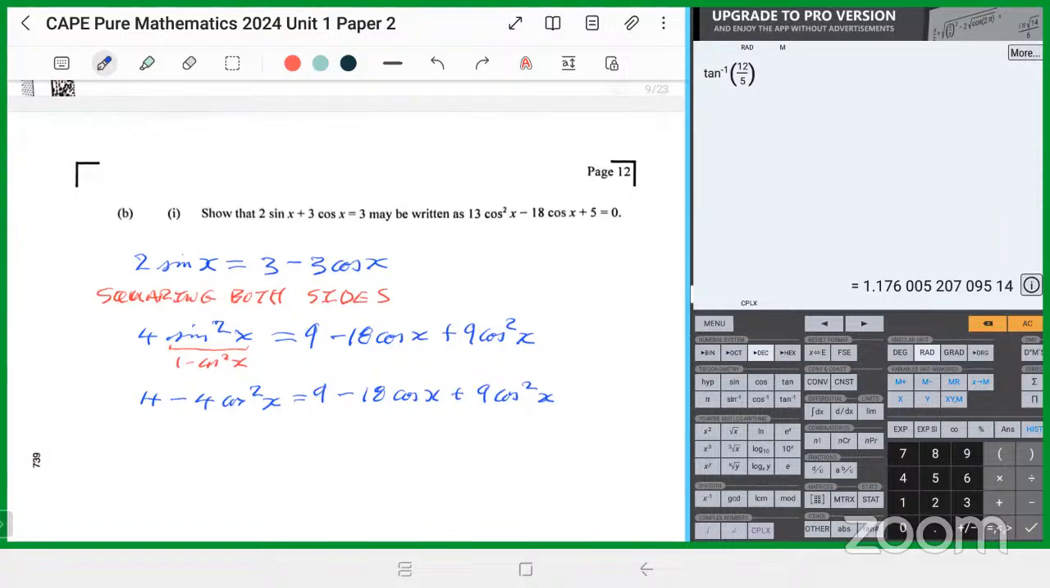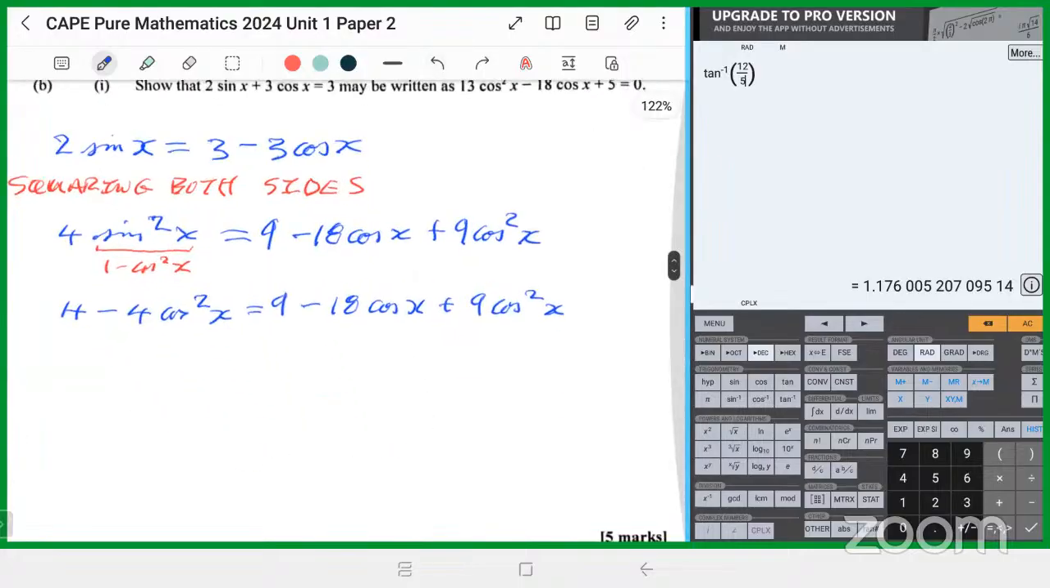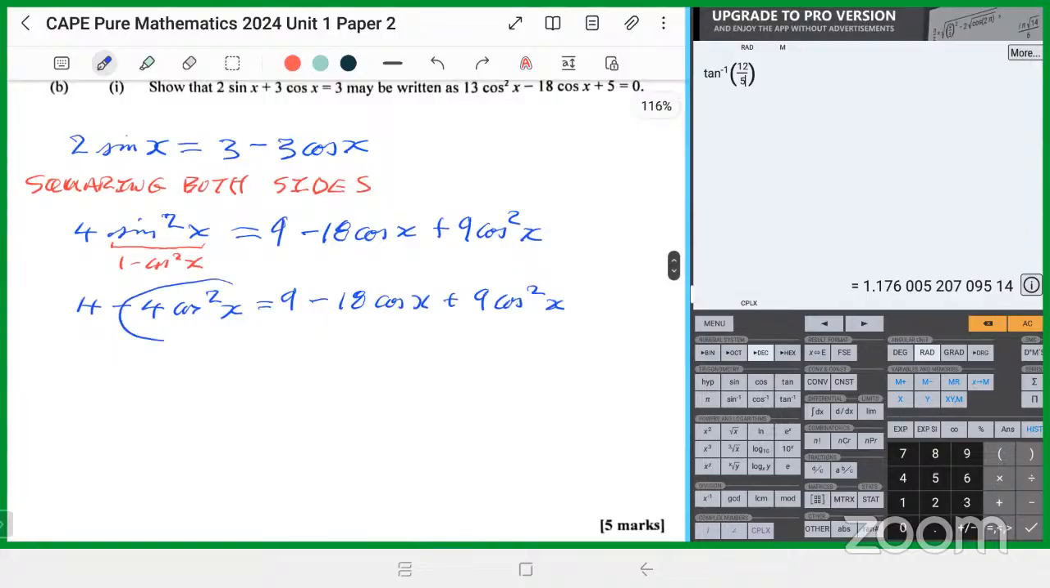Oh, no. I want this to be positive, so I'm going to transpose everything over onto this side. All right, so that's what I'm going to do. I'm going to take this over onto this side and add to the 9 cos squared and get 13 cos squared x. Take this, remains minus 18 cos x.